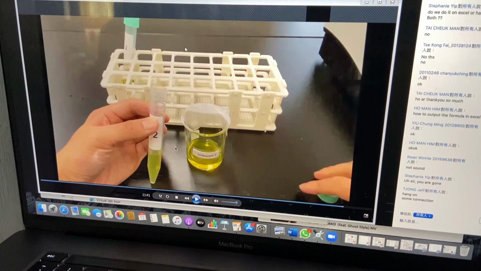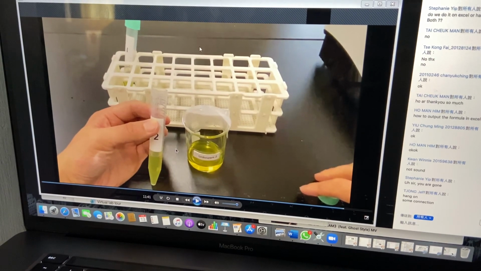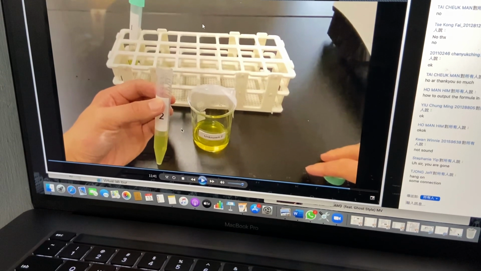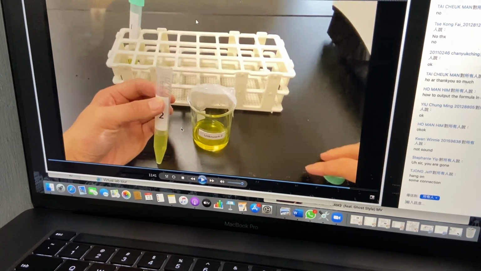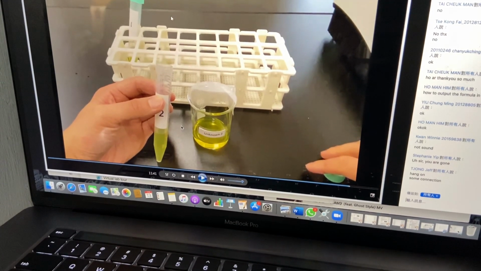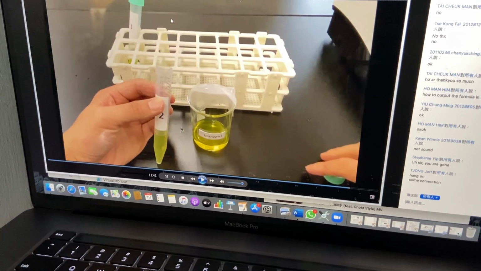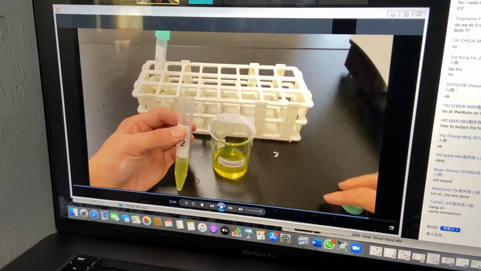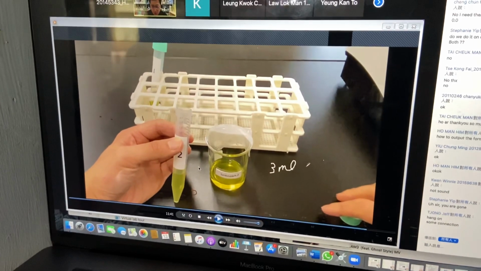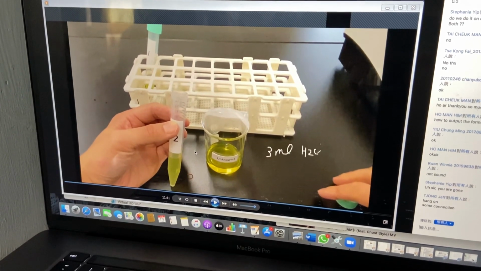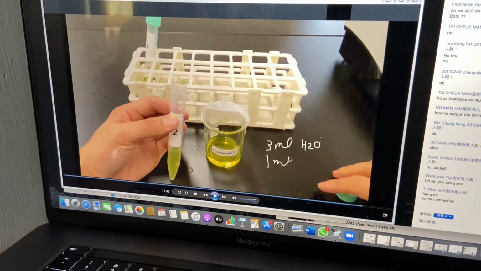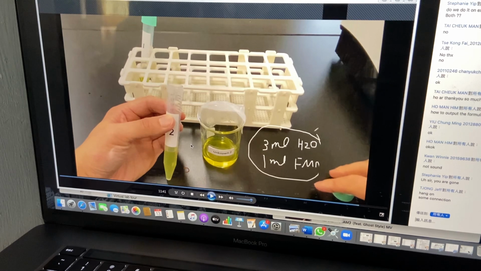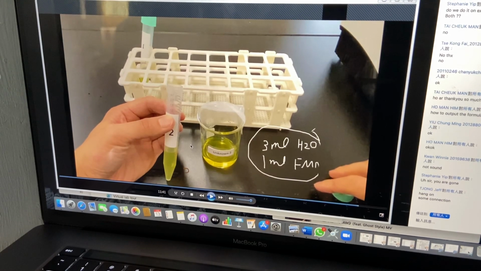Okay, now because I skipped it, sorry, I skipped it. So how much water? 3 ml of water. One ml of FMN. Okay, get it? Any questions?